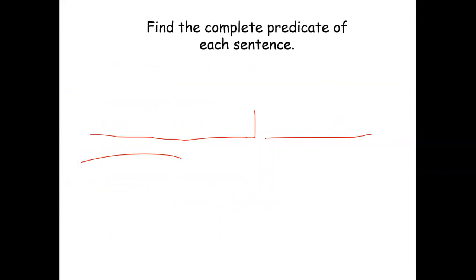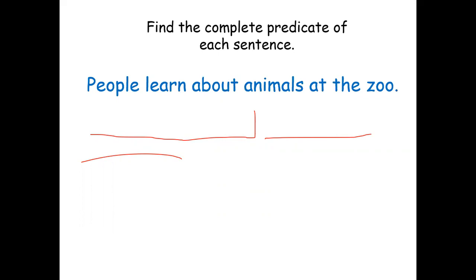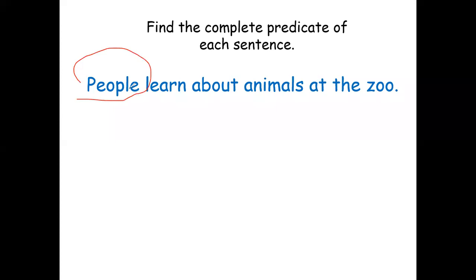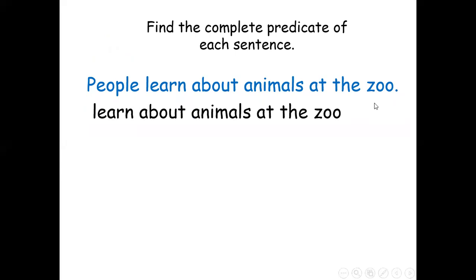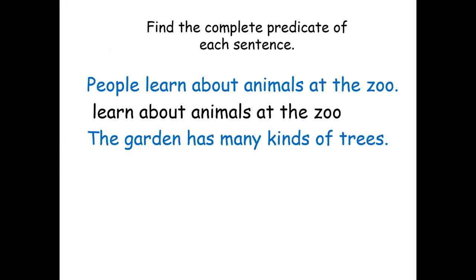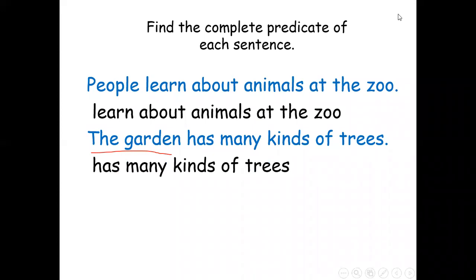Find the complete predicate of each sentence again. Let me erase these lines. People learn about animals at the zoo. Who is the sentence about? It's about people. What about the people? They learn about animals at the zoo. So the first part here is the subject, and the other part is the predicate. So learn about animals at the zoo is the predicate. The garden has many kinds of trees. What is the sentence about? It's about the garden. So the garden is the subject. Has many kinds of trees is the predicate.